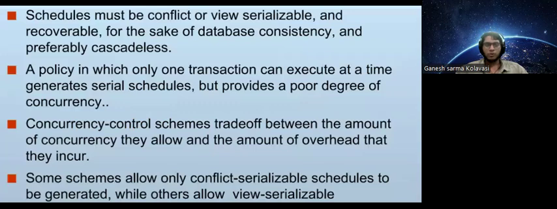Furthermore, discussing the ACID properties, the schedules must be conflict or view serializable and recoverable, for the sake of database consistency, and preferably cascadeless. A policy in which only one transaction can execute at a time generates serial schedules but provides a poor degree of concurrency. Concurrency control schemes trade off between the amount of concurrency they allow and the amount of overhead they incur. Some schemes allow only conflict serializable schedules to be generated, while others allow view serializable schedules that are not conflict serializable. So this is what transaction management is about.